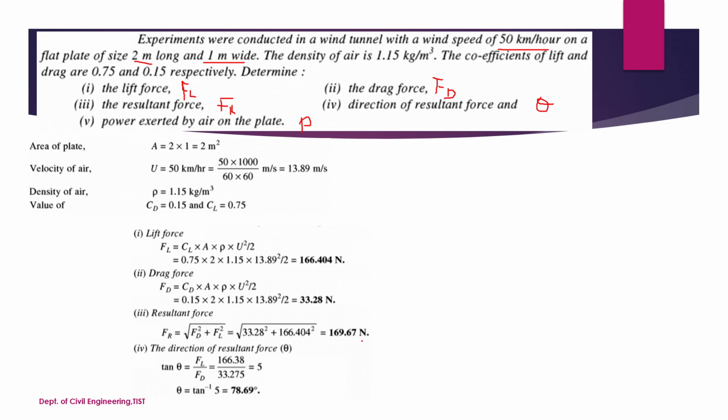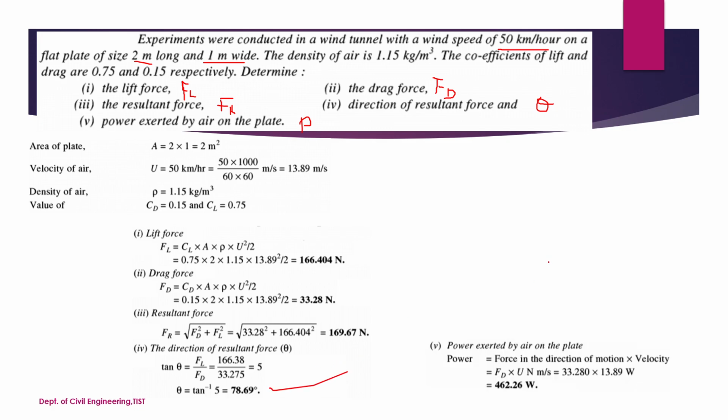So you will be getting the Fr value. Then direction is given by tan theta is equal to Fl by Ft. So theta is equal to tan inverse of that ratio. You will be getting the direction of the resultant force also.